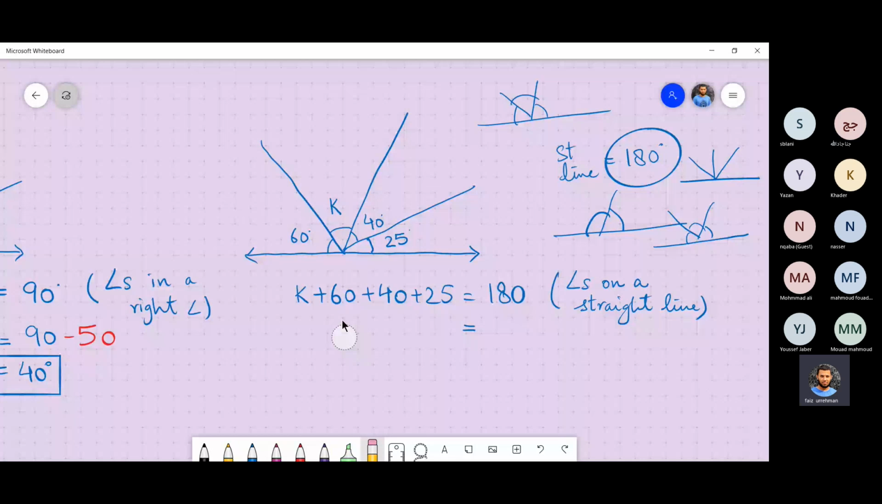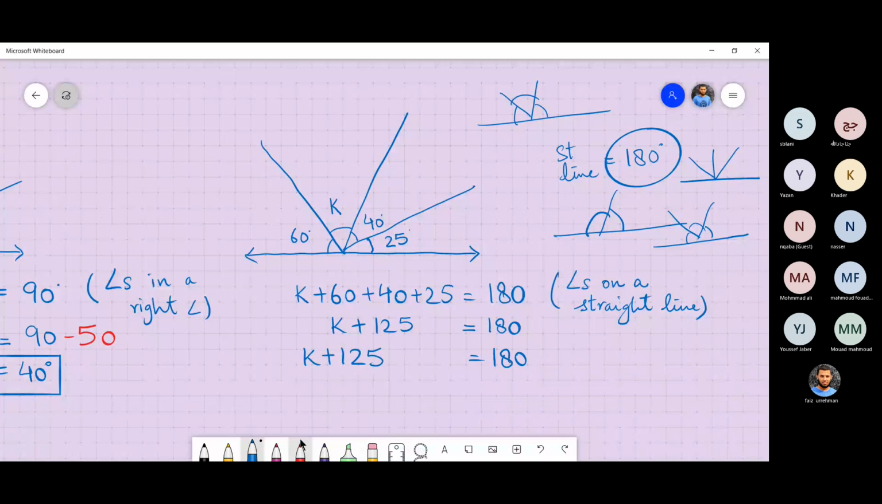And plus is important. Why? Because in the next line, we will do the opposite, the inverse. If you are not writing plus here, how do I know if you are doing plus or minus? Now, how can we remove 125? Minus 125 from both sides. So we will write the original equation and minus 125 both sides.